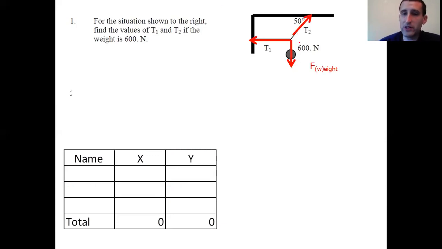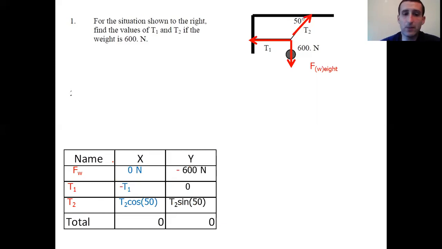Again, we got a weight force down. We've got T1 straight to the left, and we've got T2 pulling up and to the right with an angle of 50 degrees to the horizontal. We fill out our chart. Again, the weight force is straight down, negative 600. T1 is straight to the left, so that's negative T1 and no y part. And then T2 has the cosine and the sine. It's up and to the right.